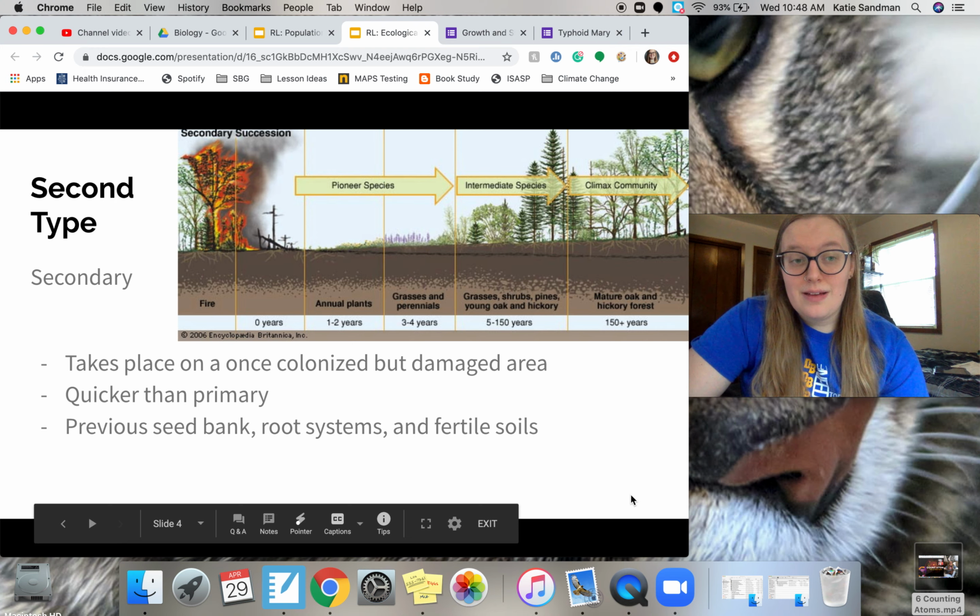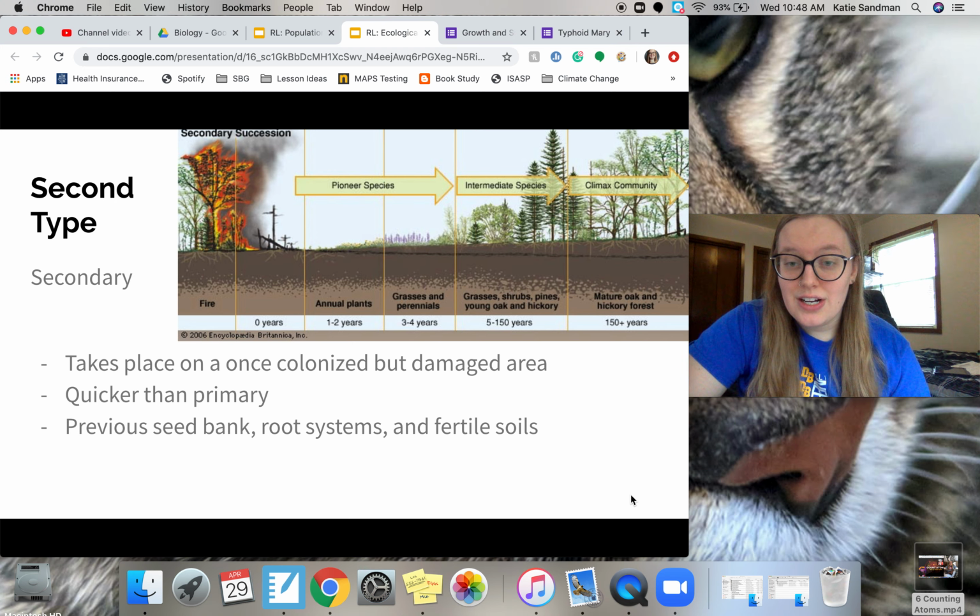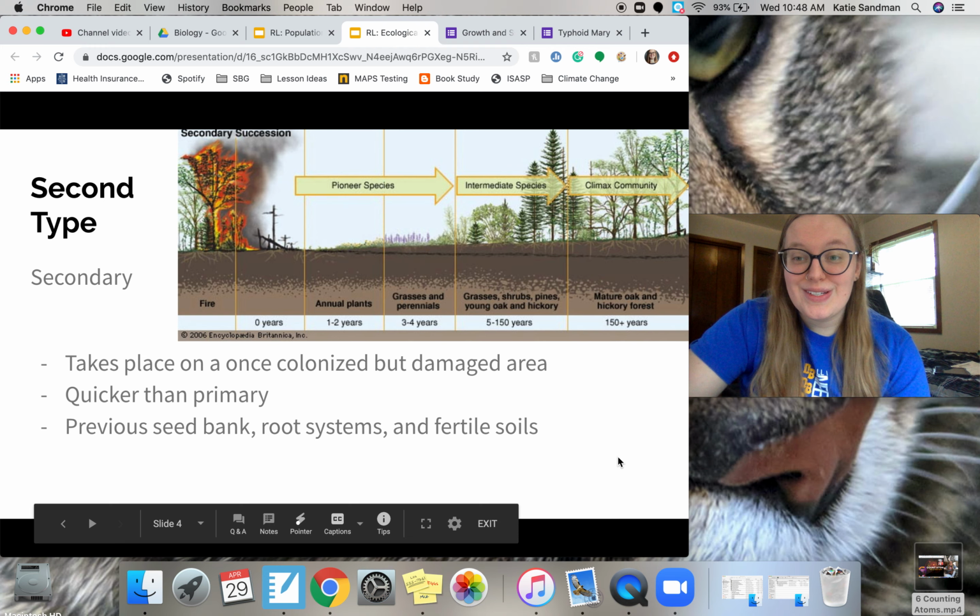So we only have two types. Primary starts in uninhabited land. It takes a very long time. Secondary starts in a once colonized place that was damaged maybe by some sort of natural disaster or event, and it goes by really quickly. And that's it for our succession.